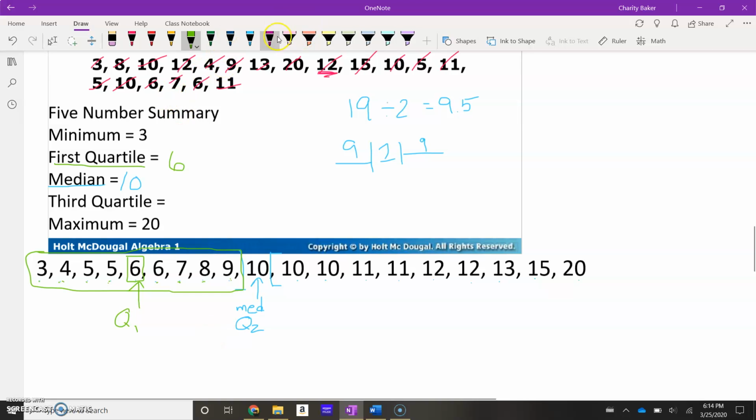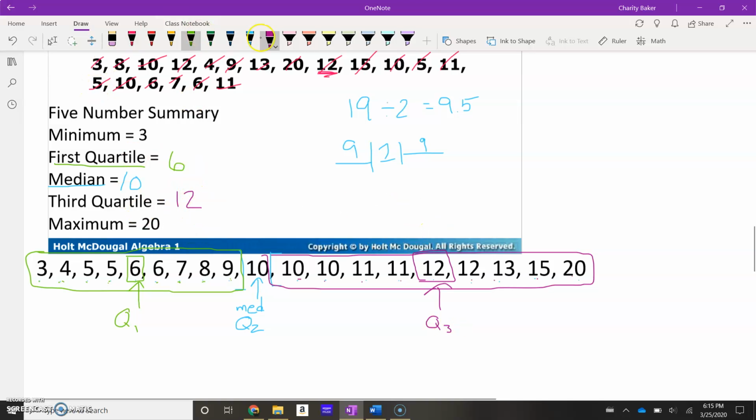Okay, you can do the same thing over here on the right side. The right side has 9 numbers. Should be the same size as the left. And we just want to find the middle, the median of just these numbers. So that's 1, 2, 3, 4, 5th number. It puts 4 on the left, 4 on the right, and then this is called Q3. And that's your 3rd quartile.